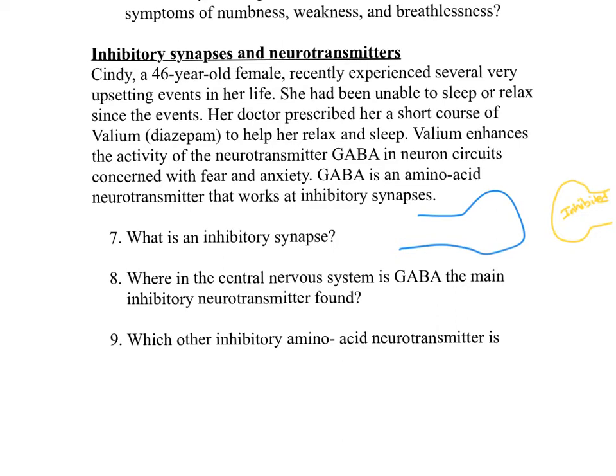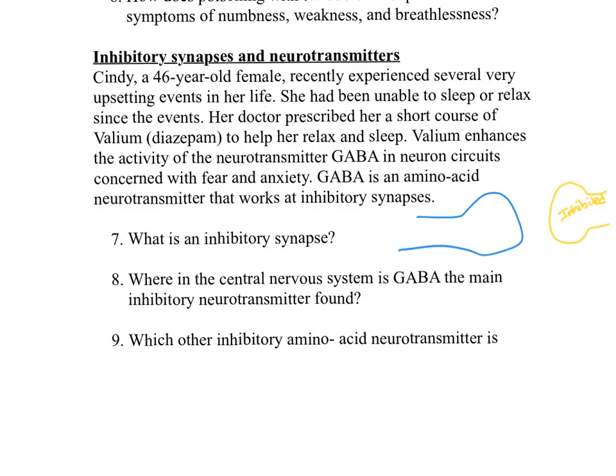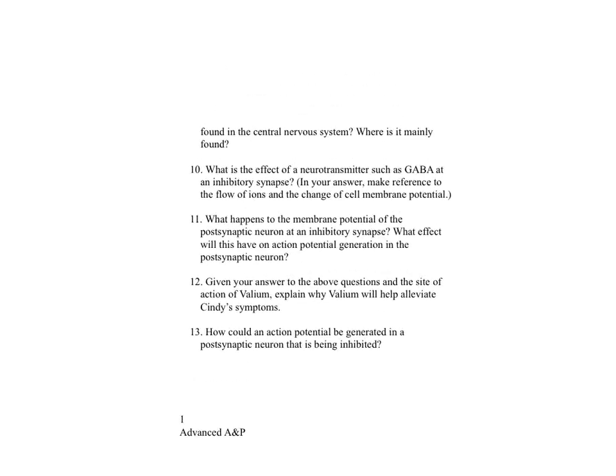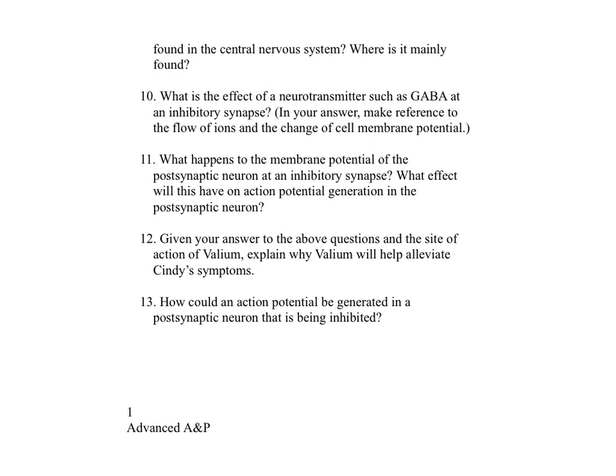So the next question is, where in the central nervous system is GABA, the main inhibitory neurotransmitter, found? GABA is the main inhibitory neurotransmitter in the brain. And the next question is, which other inhibitory amino acid neurotransmitter is found in the central nervous system? That would be glycine. Glycine is an inhibitory amino acid neurotransmitter. It is found mostly in the spinal cord and the brain stem.